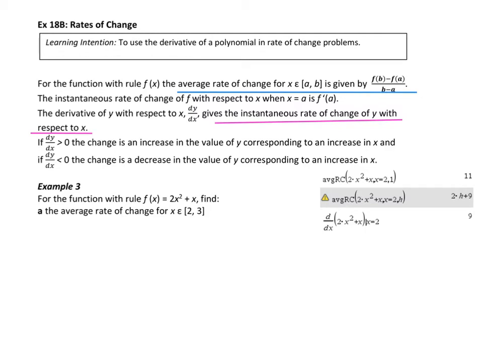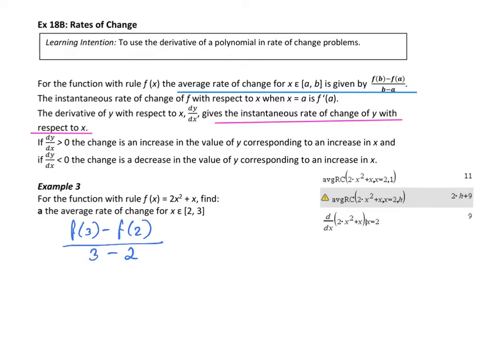So in example 3, we have the function 2x squared plus x, and we want to find the average rate of change between 2 and 3. So we're looking for the rate of change over that interval. So we need to find f of 3 minus f of 2 over 3 minus 2. So it is your y values, y2 minus y1 over x2 minus x1.